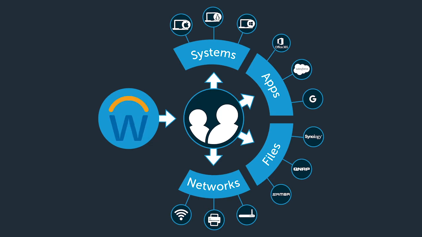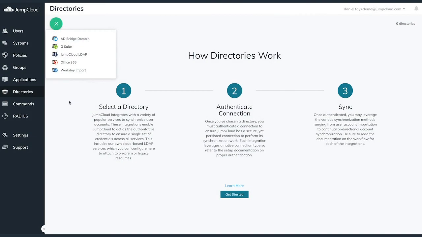JumpCloud's Workday integration allows for administrators to create a sync between Workday and JumpCloud, allowing for automated user importation from Workday into JumpCloud. By utilizing this sync, administrators can leverage an imported user's queue for controlled account activation and map attributes from the Workday user to the JumpCloud user object.